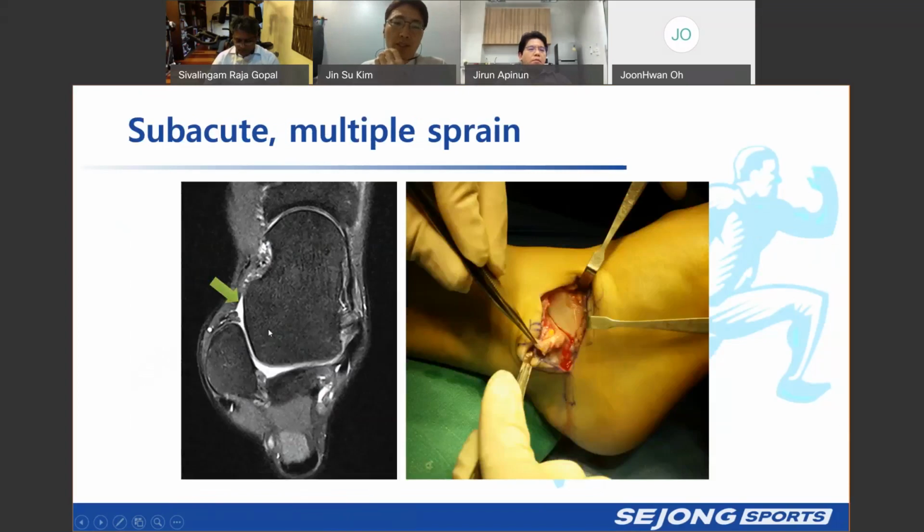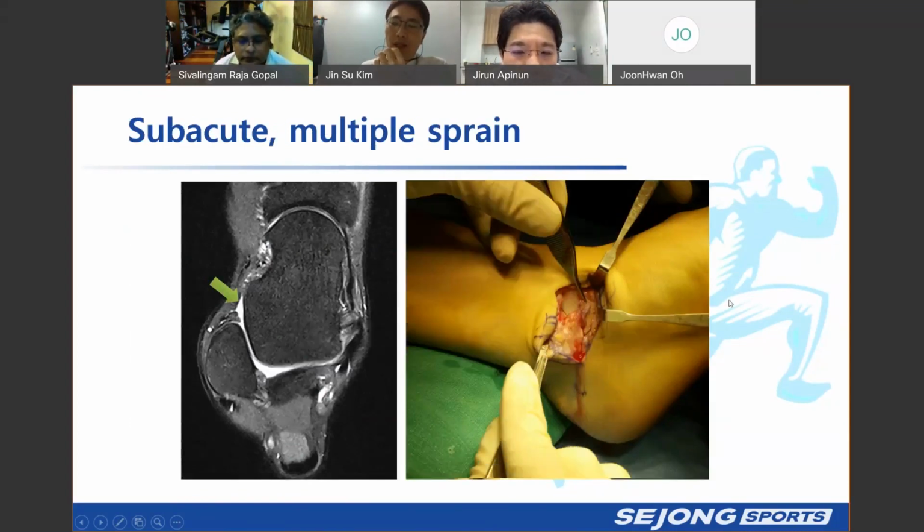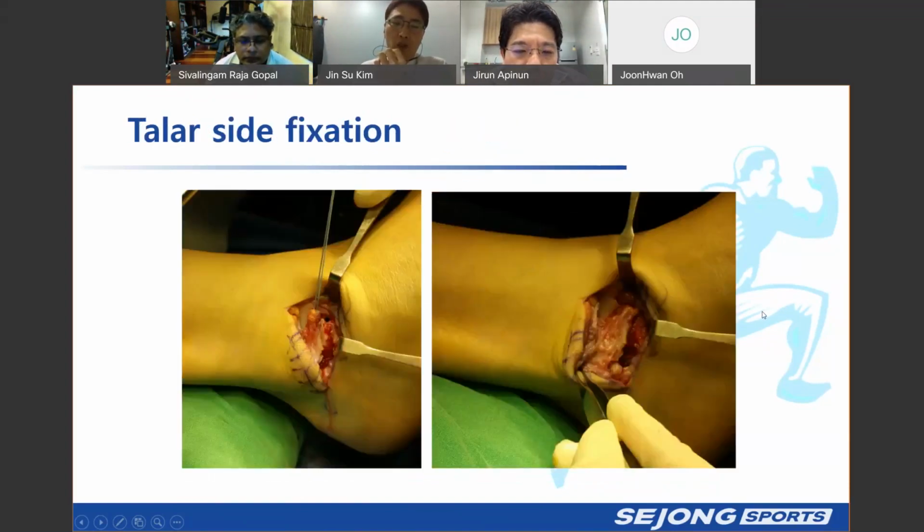Here's the subacute stage, and the ATFL is shrunken and displaced proximally. We can see the ATFL torn from the talar neck, and I can place it at its original site and fix it there with bone fixation. I use the twist anchor.